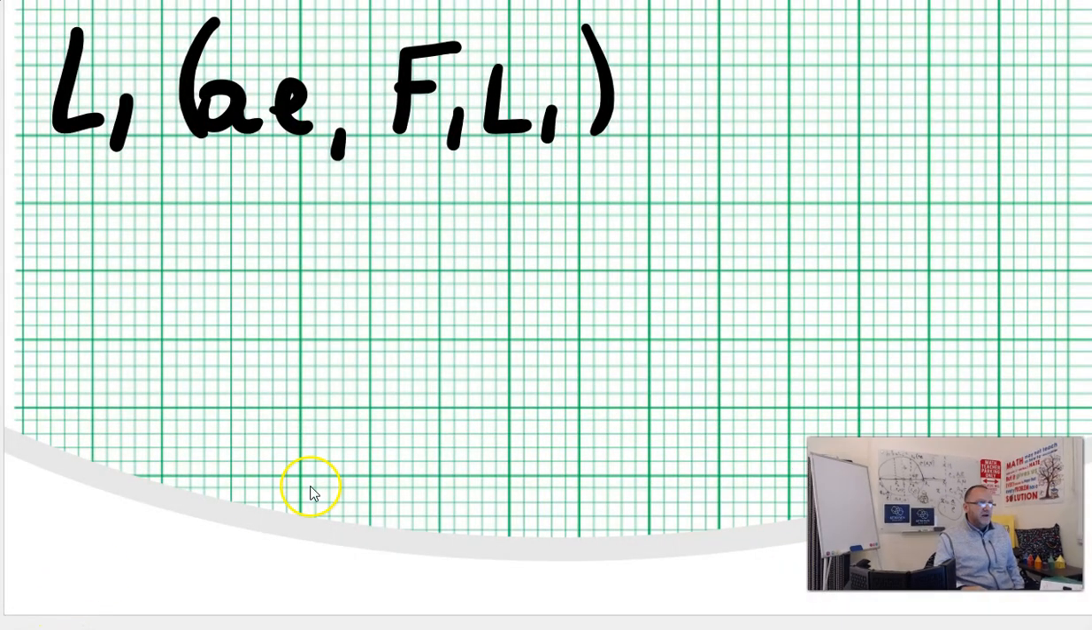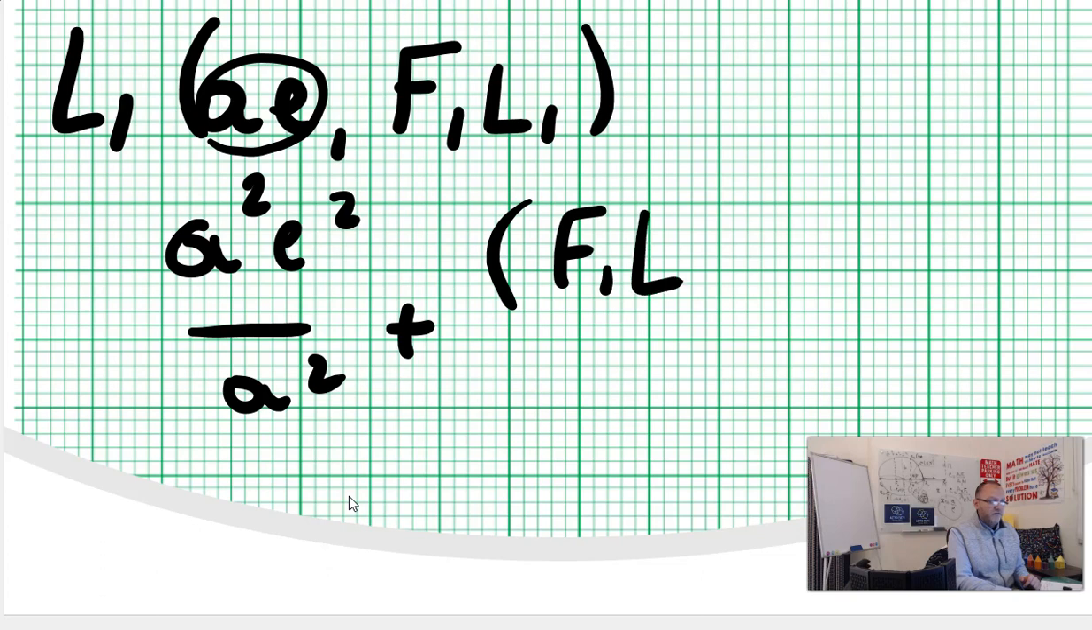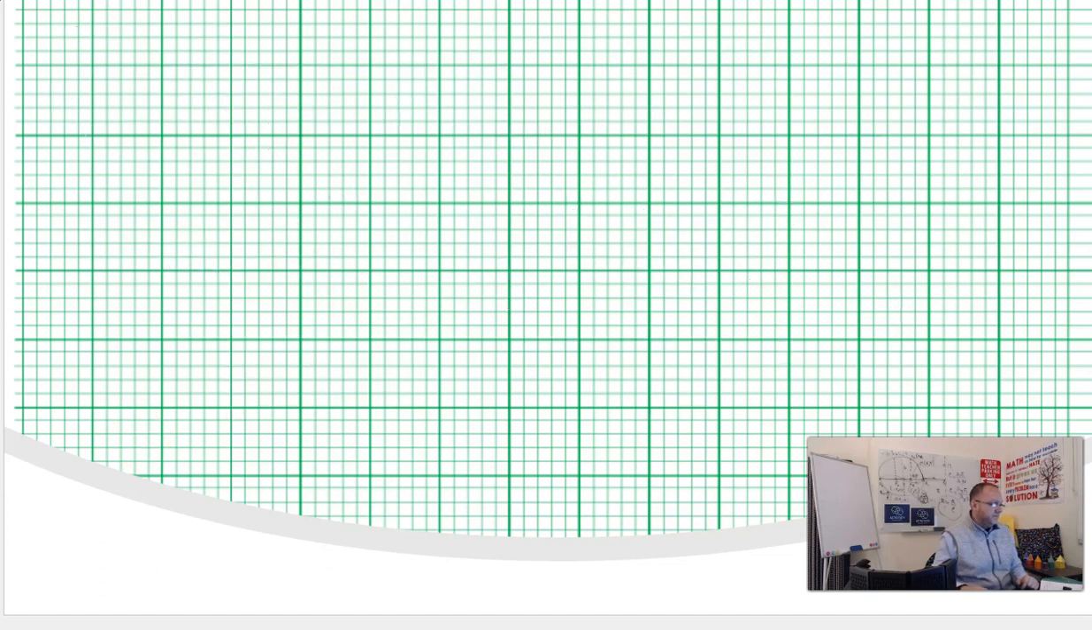So switch back here. This point lies on the ellipse, so you can plug it into the equation of the ellipse. And since this is at the center, there is no h, k, there's no shift. So X squared, which is A squared E squared divided by A squared, plus Y squared, which is F1L1 squared, divided by B squared equals 1. Okay, James? Yes, because it fulfills the equation of an ellipse. It is a point on the ellipse. That's why I put the Y and the X.